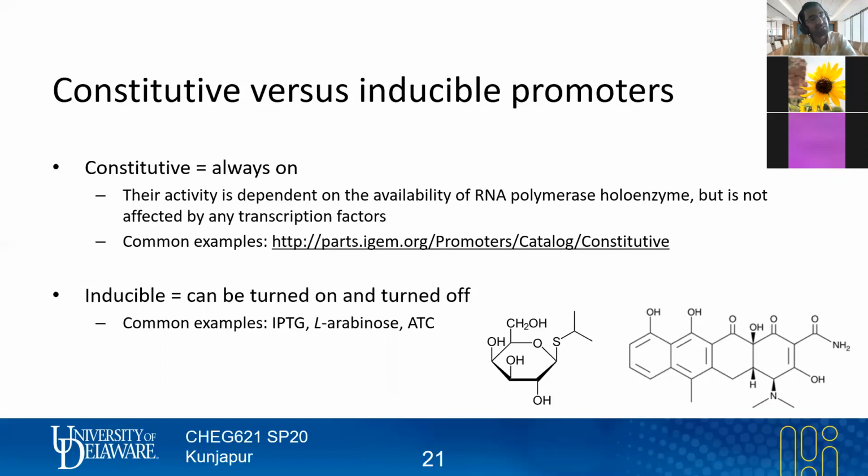But here, I wanted to take a step back for a moment and remind everyone that we've been operating from the idea that your gene is always on. It's got this promoter, it's got this RBS, and that would be constitutive, where the promoter activity is just dependent on the availability of the RNA polymerase holoenzyme, which we talked about last time, but where transcription factors don't play a role.